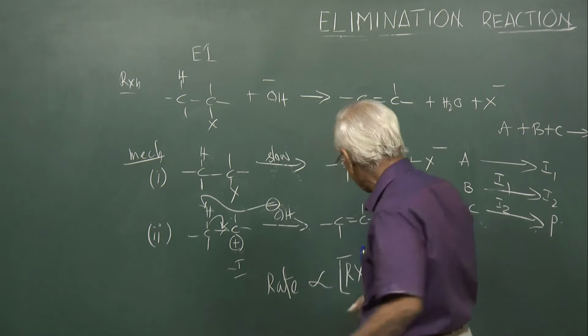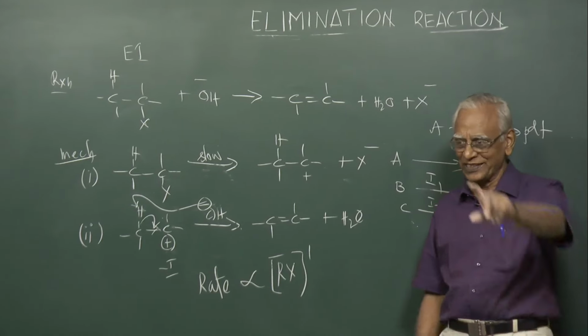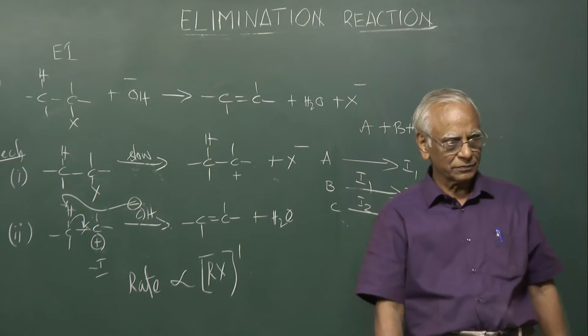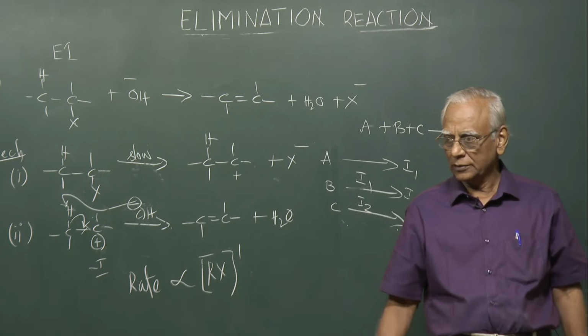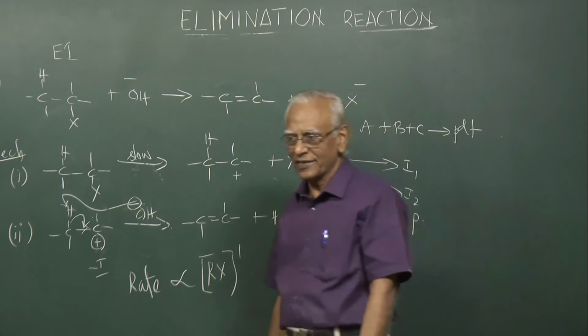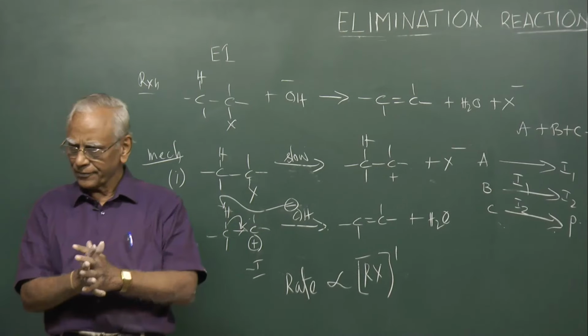Let me complete this now. You can tell me, what is the molecularity of the reaction? 1. What is the order of the reaction? It is also equal to 1 here. What is the evidence? You try to find the order based on the experiment, and prove that the mechanism that we have proposed is right. Is that clear to you?